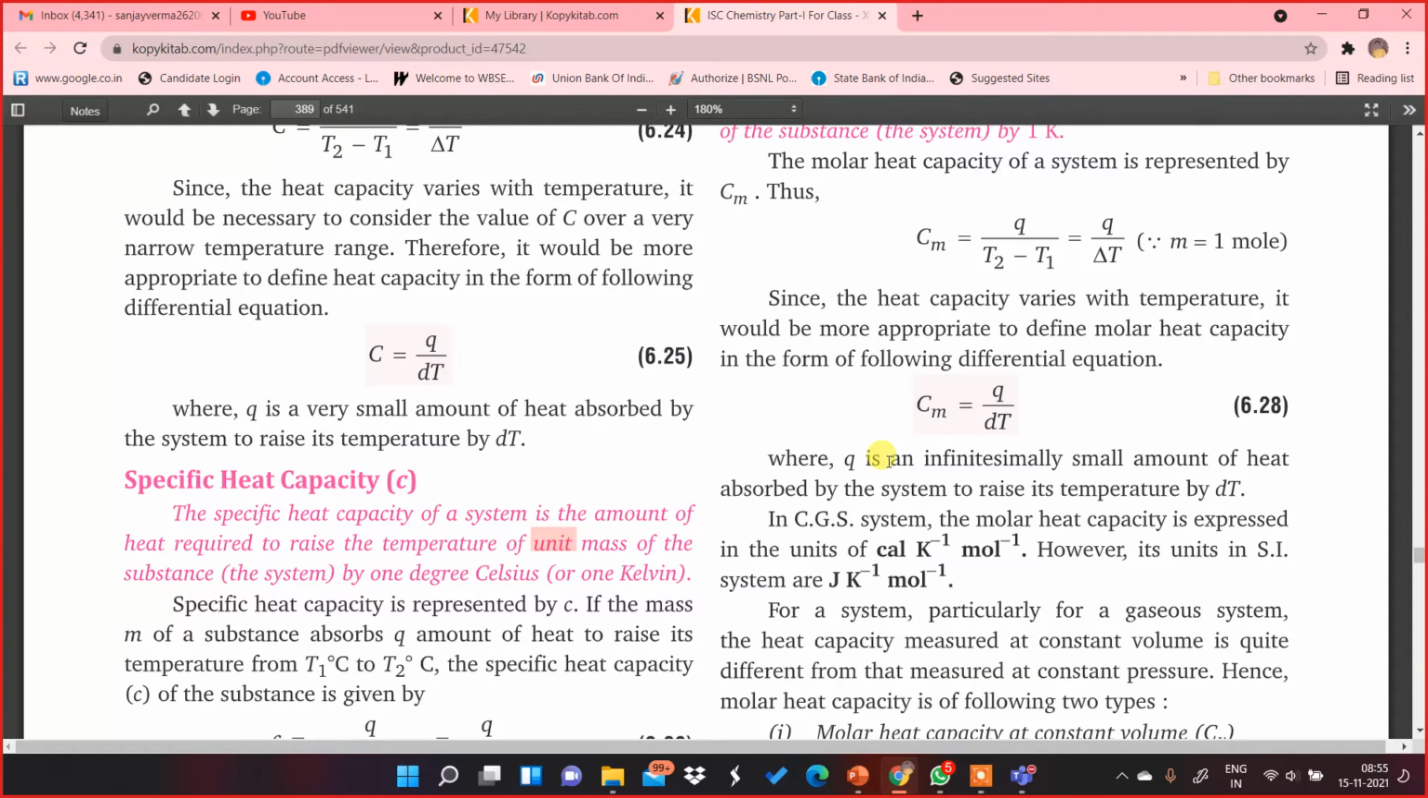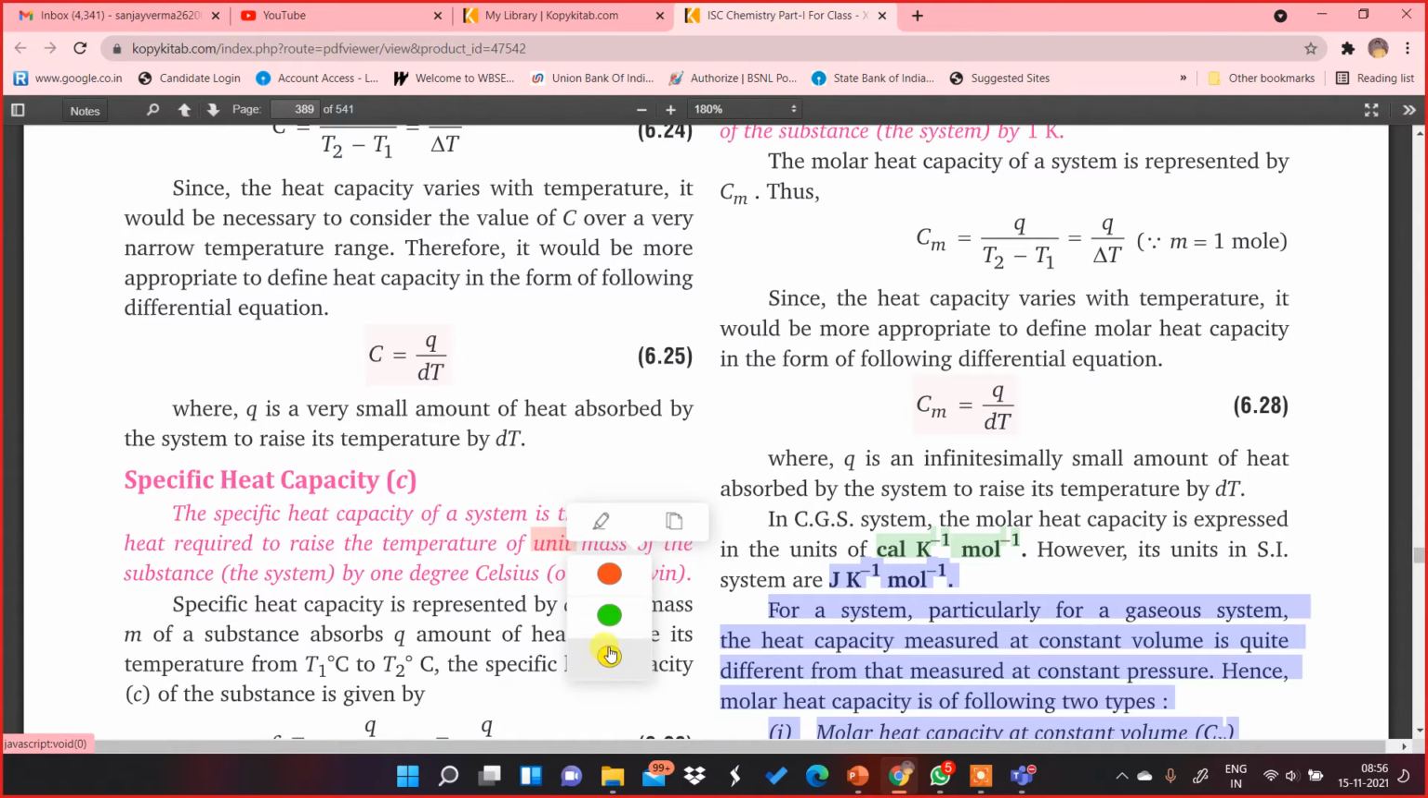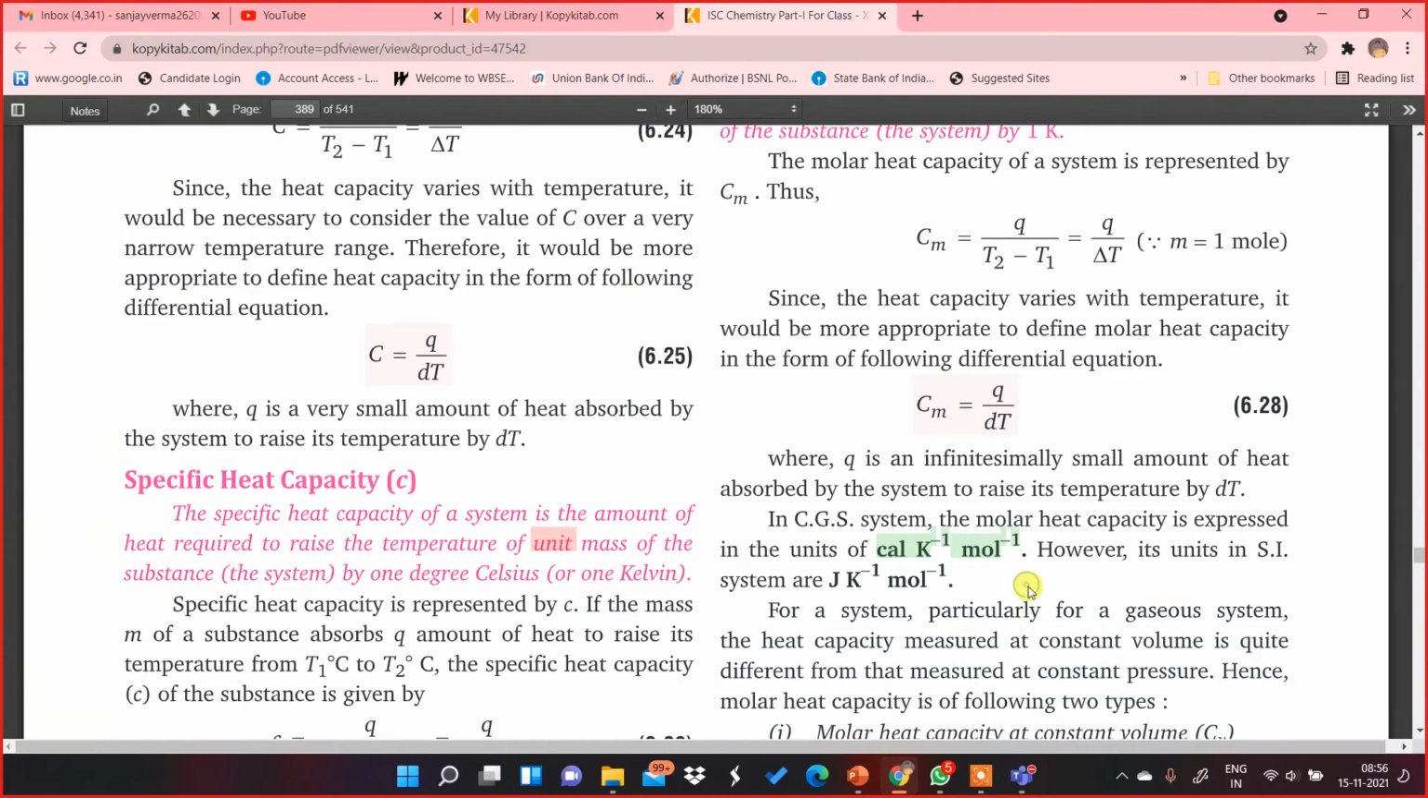Now looking at the CGS system, the molar heat capacity is normally expressed in the units of calories per Kelvin per mole. Please try to remember this. That is important for you to remember. However, its SI unit is joules per Kelvin per mole. The SI unit is joules per Kelvin per mole. That is more important, so try to remember that.